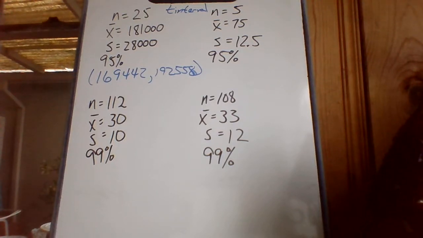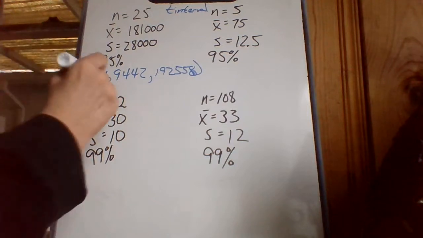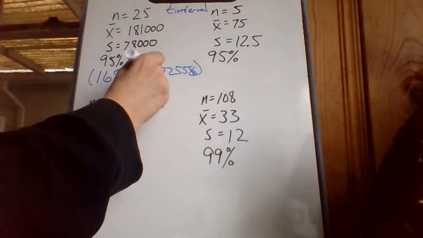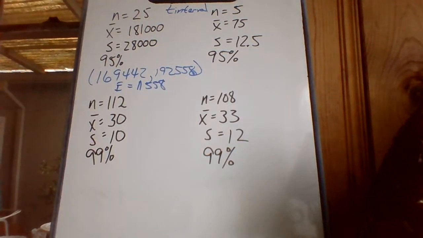192,558 minus 169,442 is, and then divided by 2 is 11,558. Plus minus. Okay, so did that one. That's all that's going on in this section.